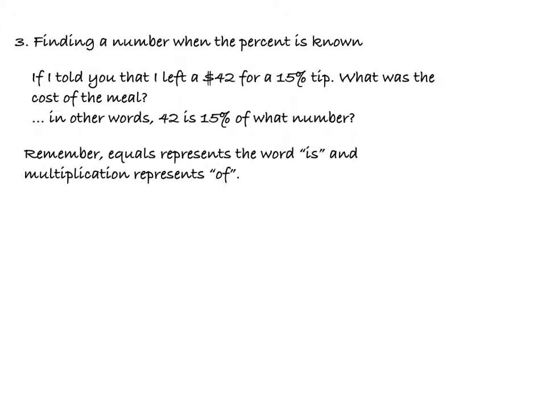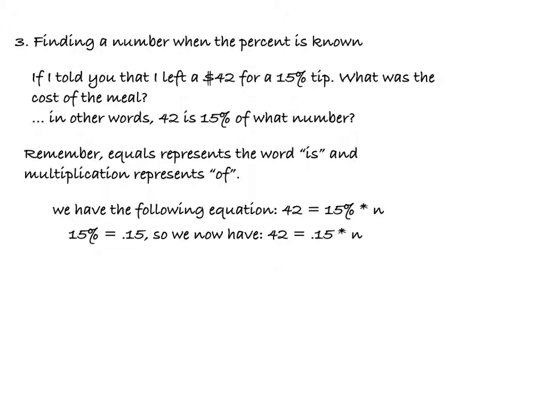Again, remember, equals represents the word is and multiplication represents the word of. So we've got the following equation. 42 equals 15% times n. And we need to convert 15% to a decimal so we can use it in our equation. 15% equals 0.15. So that gives us 42 equals 0.15 times n. When we evaluate this, we have n equals 42 divided by 0.15, which equals $280. That would be the cost of our meal.